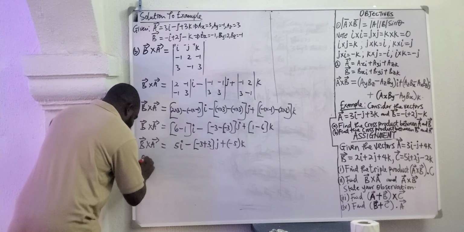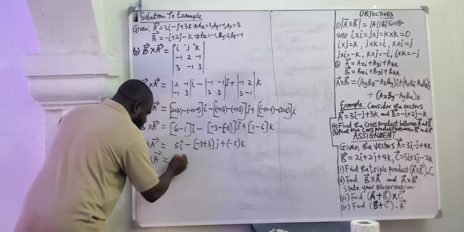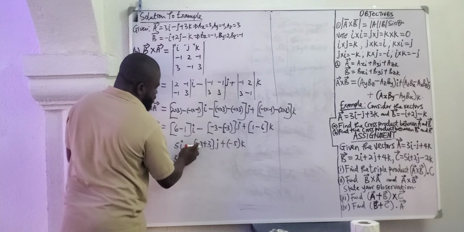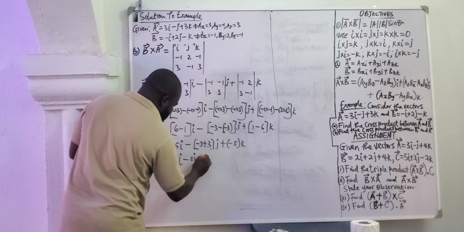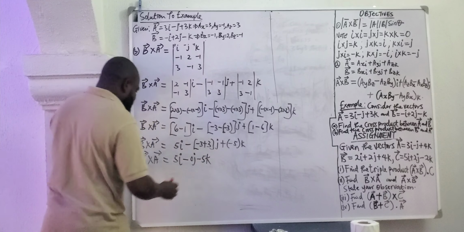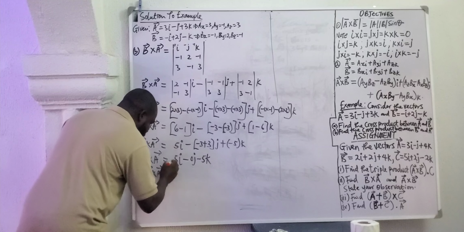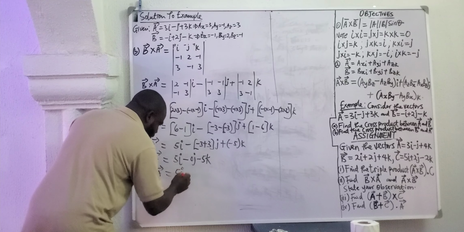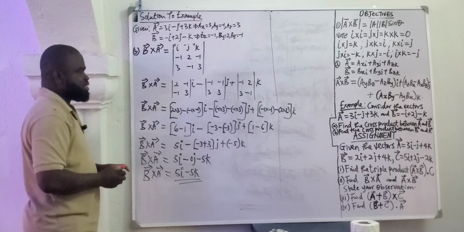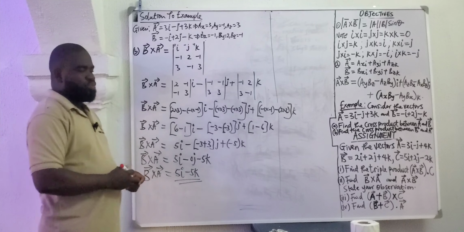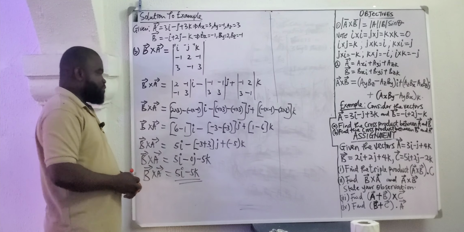So this will give us that B cross A is 5I, minus 3 plus 3 is 0J. And this plus times minus 5K. That gives us that B cross A is what? 5I minus 5K. If you check, you will see that this answer is not the same as A cross B. There's a kind of change and an interchange between the signs, so they are not the same.